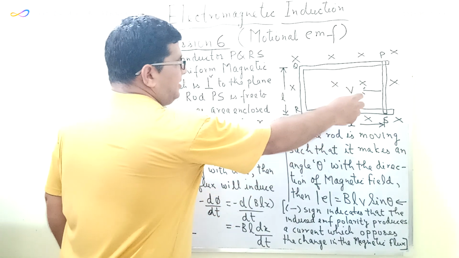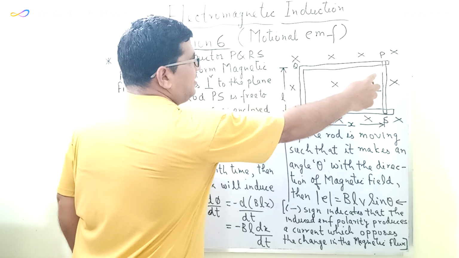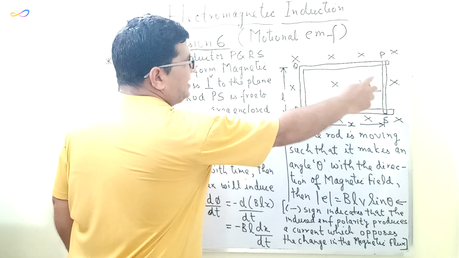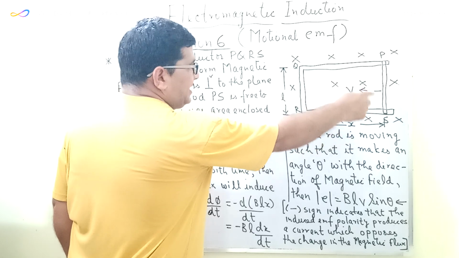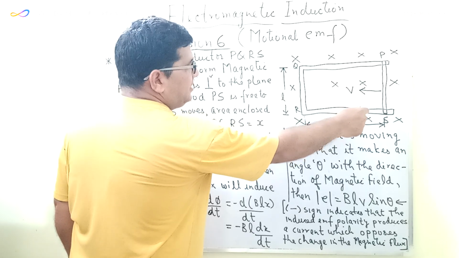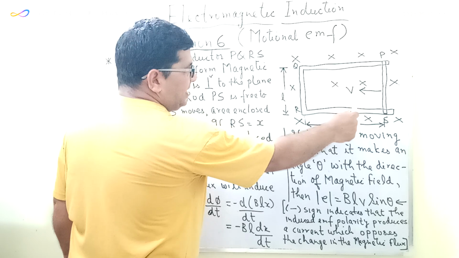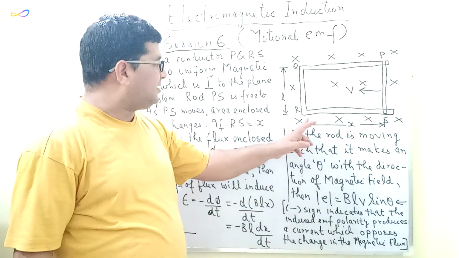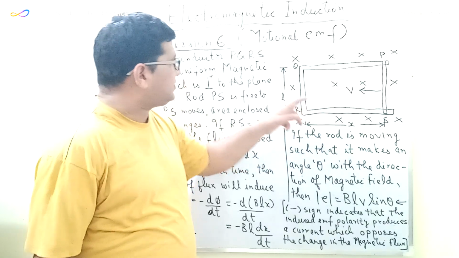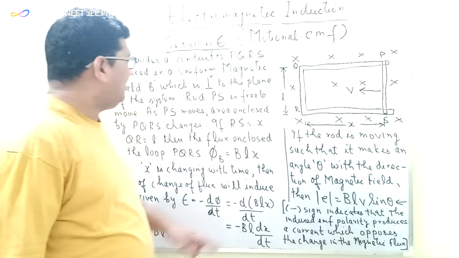But here I have considered the movement of this conductor PS in the direction as indicated by this arrow. So this conductor is moving in the direction given by this arrow with a velocity V. Now let us assume that the length of RS is equal to X and QR is equal to L.